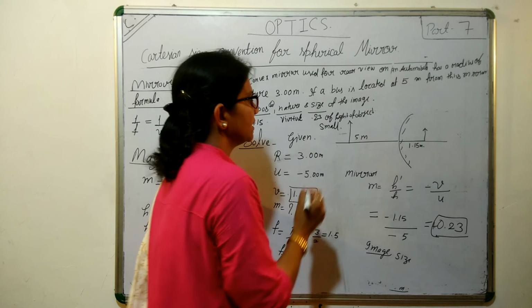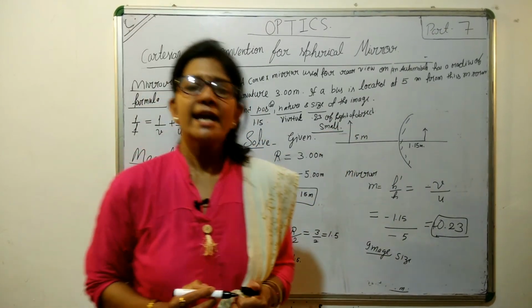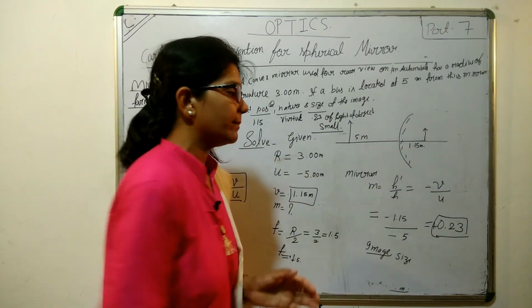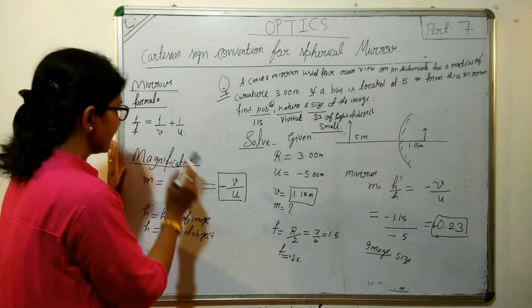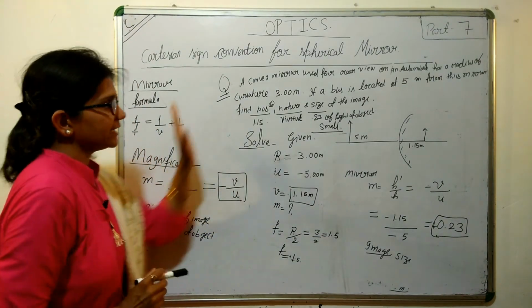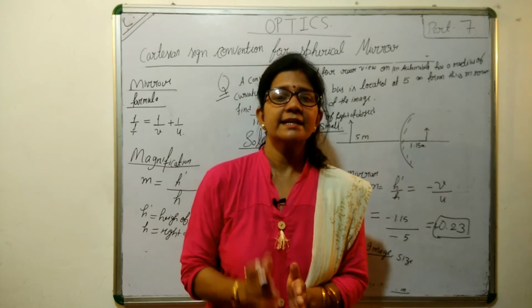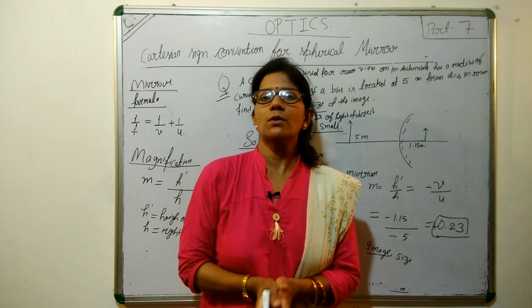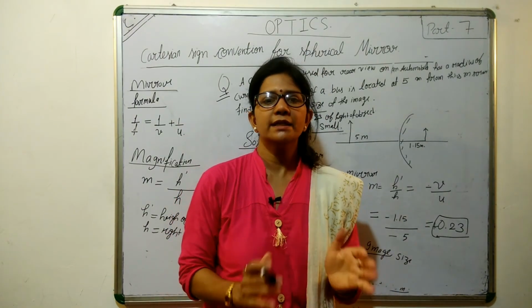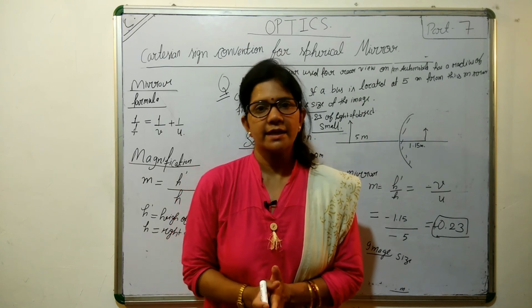So you are able to solve the question in this way, by focusing on the sign of the different quantities, and by understanding the Cartesian sign convention, we can solve numerical problems of reflection through a spherical mirror.